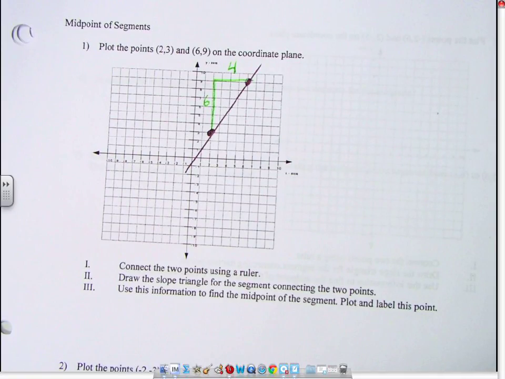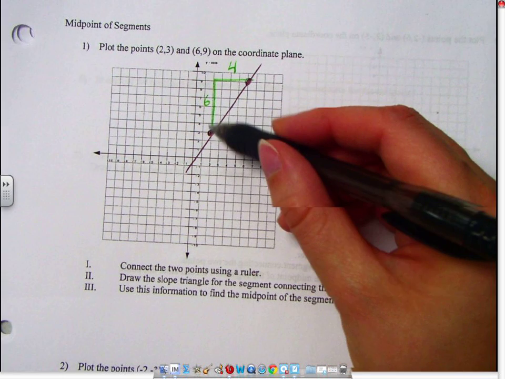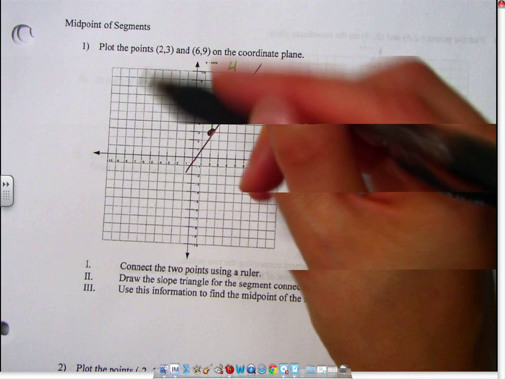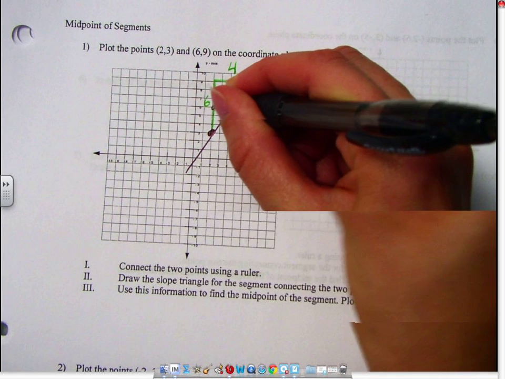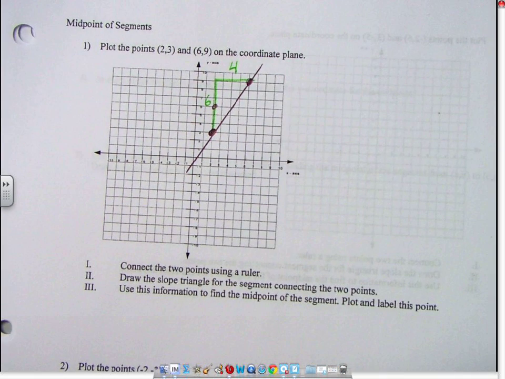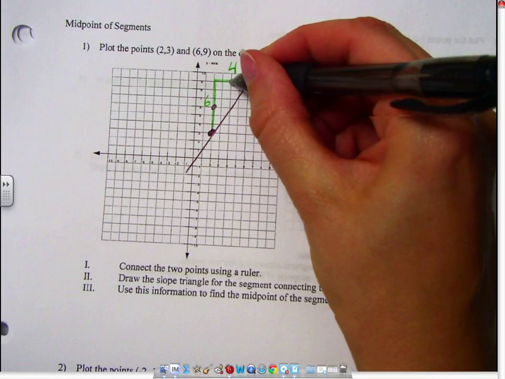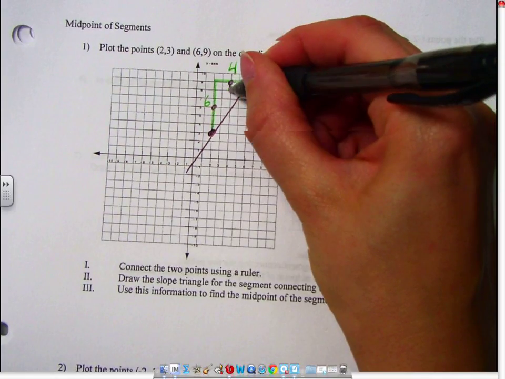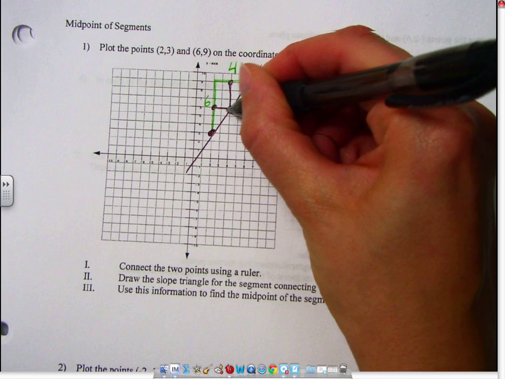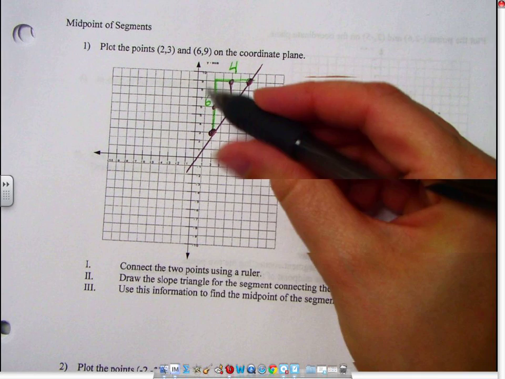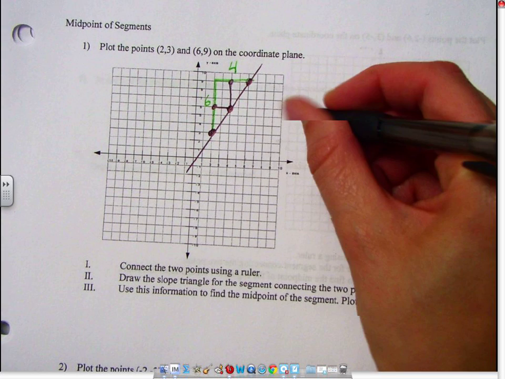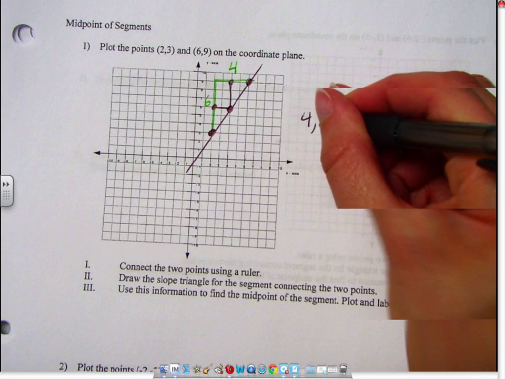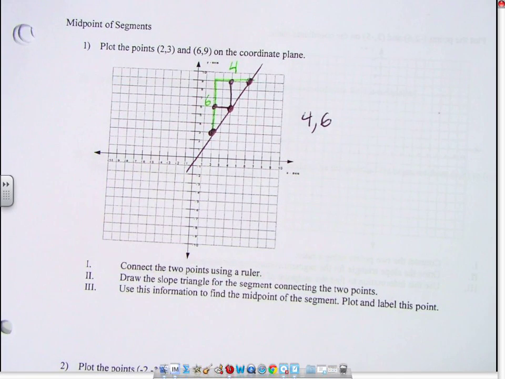We are now going to find the middle. What is half of 6? 3. Okay, so I'm going to go up 1, 2, 3. What's half of 4? 2. So I'm going to go over 1, 2. Where they meet, that is my midpoint. So I'm now going to list that point. That point is 4, 6. That is my midpoint.